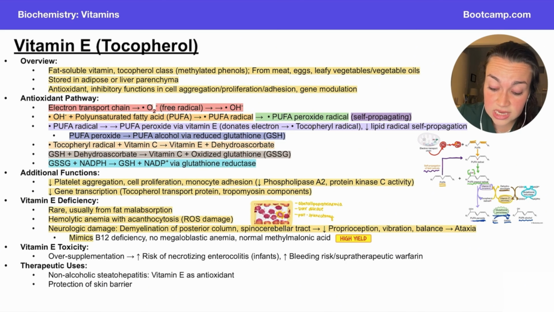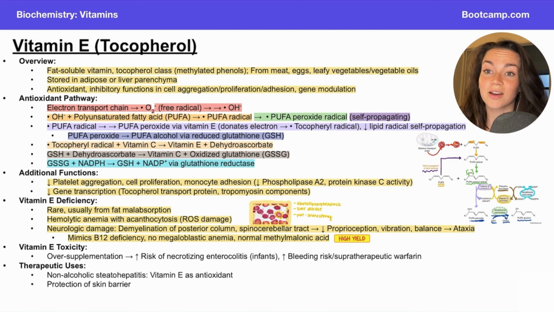However, in a vitamin E deficiency, you're not going to see a megaloblastic anemia, and you're going to have a normal methylmalonic acid. That's in contrast to a B12 deficiency, where you might see a megaloblastic anemia and you might see an elevated methylmalonic acid. A good point to come in and clarify here is the point about the anemias. So a vitamin E deficiency and B12 deficiency can both present with anemia. The anemia of a vitamin E deficiency is hemolytic. This means that the red blood cells are being destroyed.